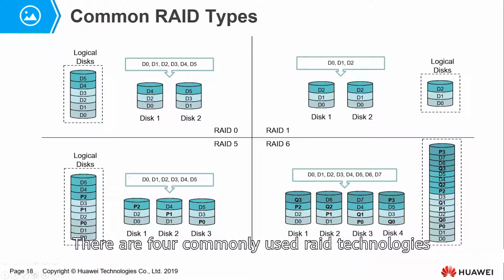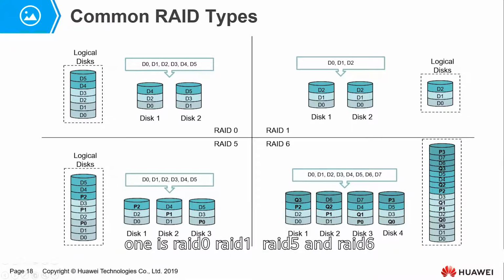These are four commonly used RAID technologies. One is RAID 0, RAID 1, RAID 5, and RAID 6. You may also see RAID 10 and RAID 50. RAID 10 is RAID 0 plus RAID 1. RAID 50 is RAID 0 plus RAID 5. Let's take a look at RAID 0 first.